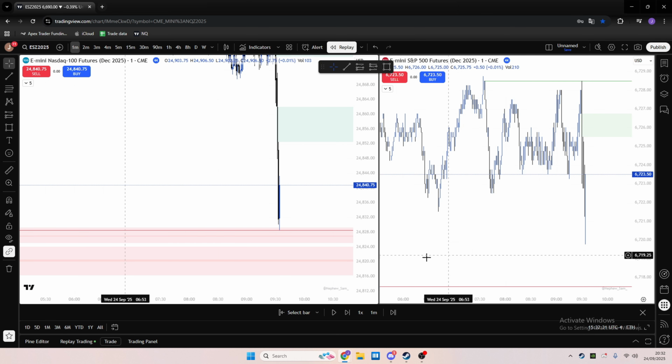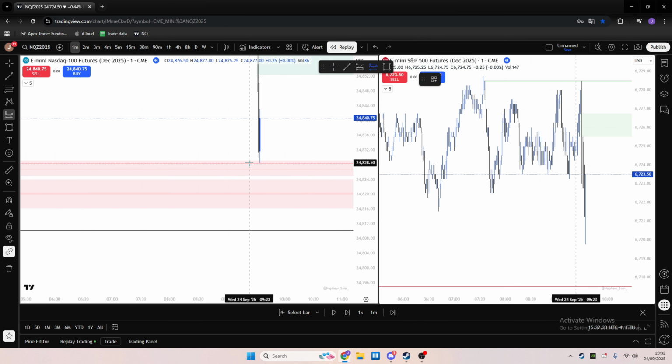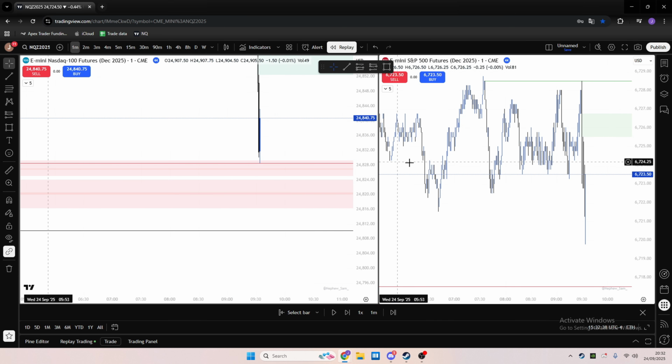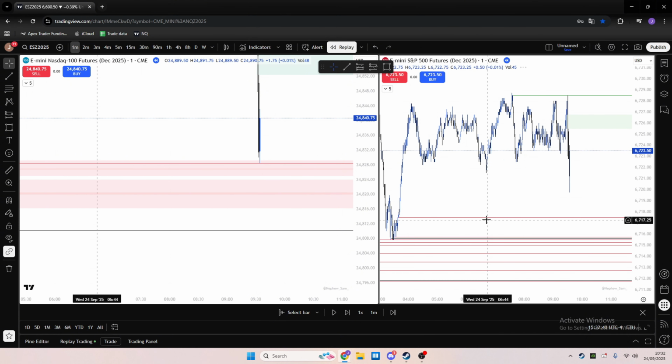What's happening now? So we've got Asia lows below. So we've got Asia lows here, which is 18 points away. So it's unlikely for us to not sweep Asia lows.